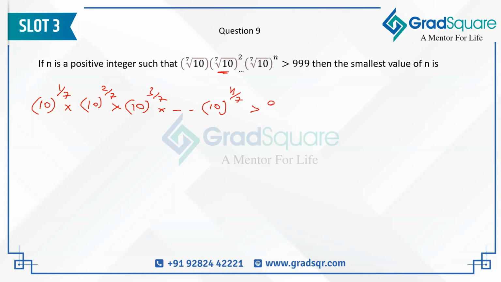This value must be greater than 999, and we need to find the smallest possible value of n. N is a positive integer, that is very clearly given to you. It is not a non-integer value. Keep that in mind.